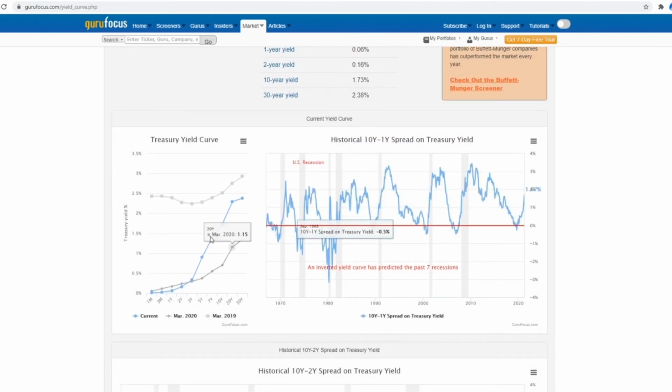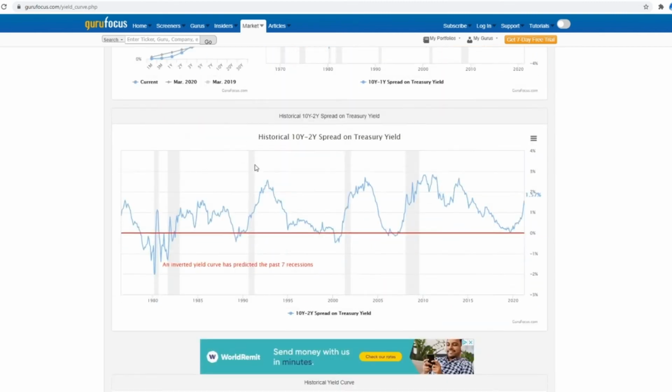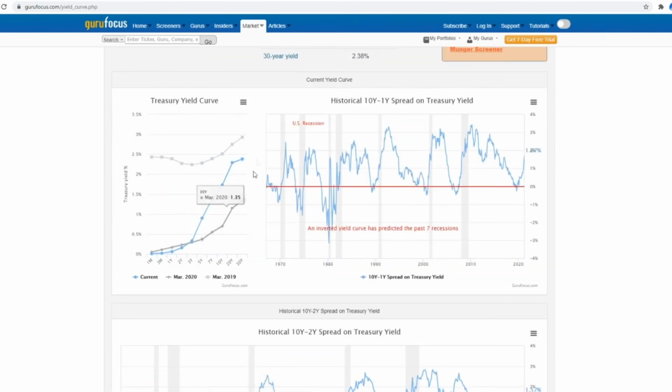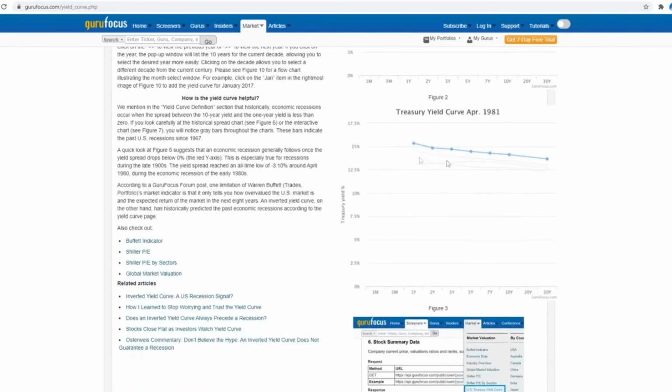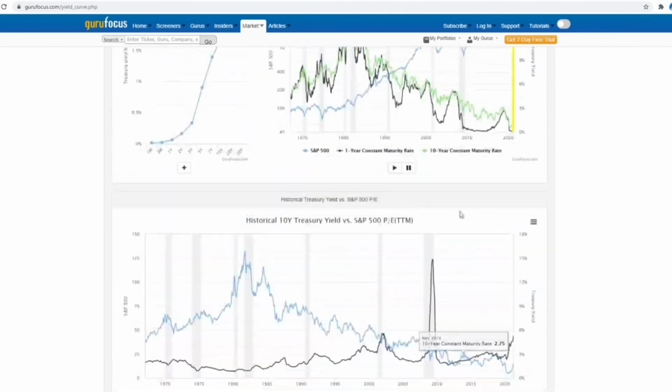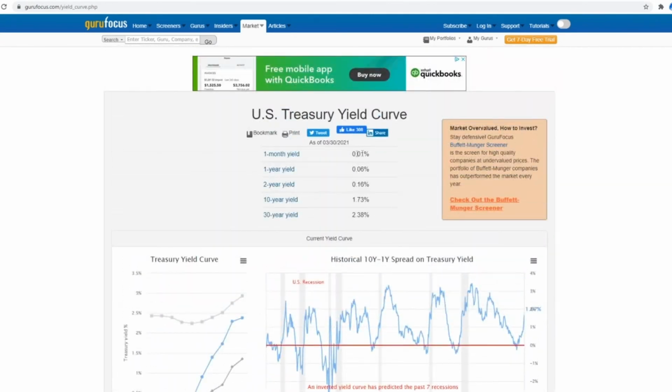So if you go back to the yield curve, this is how it looks in an expansion phase. And when it inverts, it looks like this. And an inverted yield curve, all that means is that short-term treasury yields, which you can see up here, up until 10 years, are higher than long-term treasury yields. For example, right here you can see the 30-year yields.